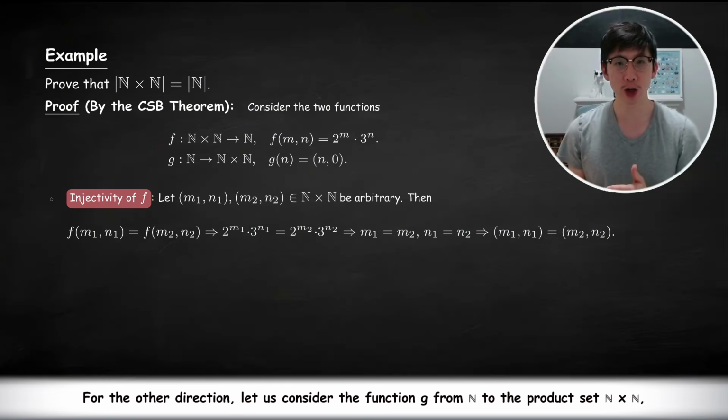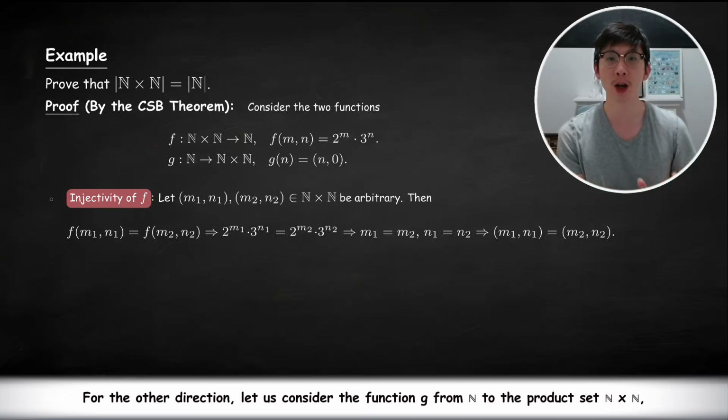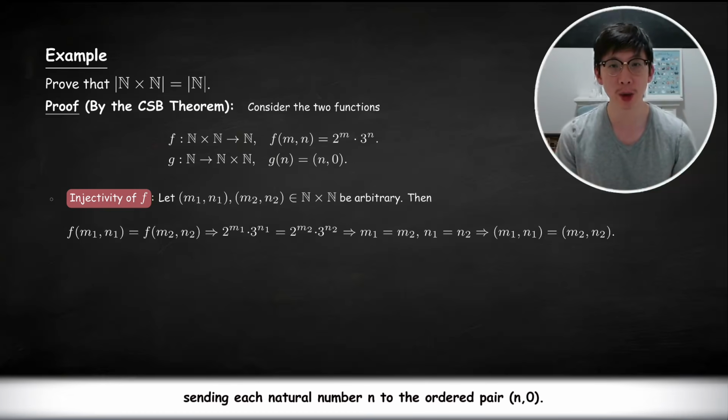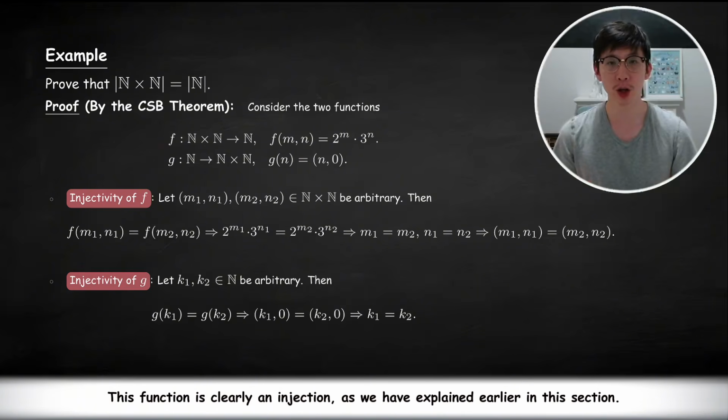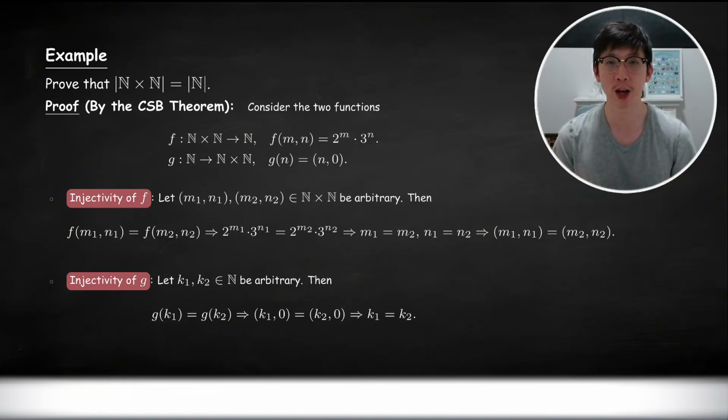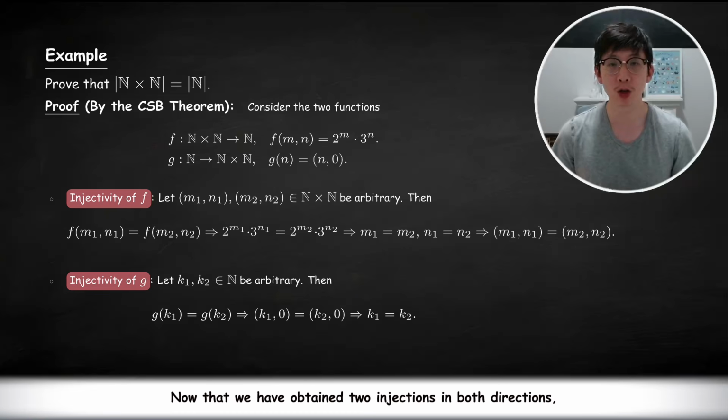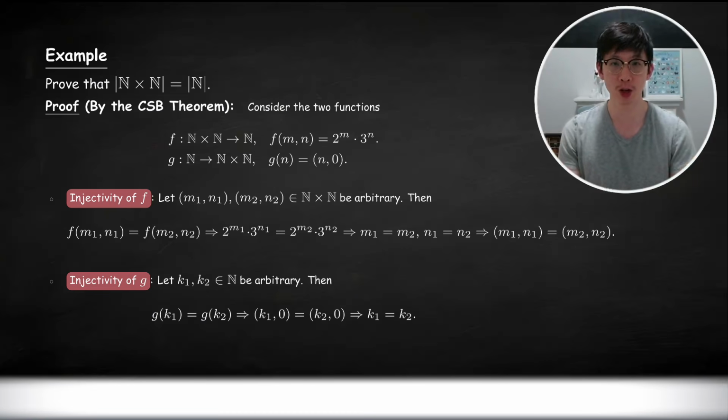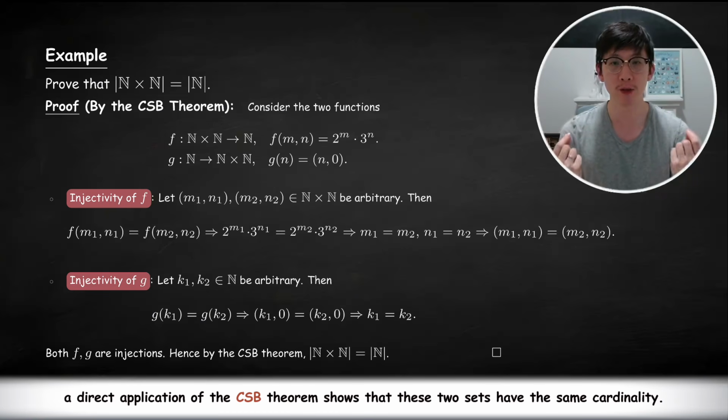For the other direction, let us consider the function g from N to the product set N cross N, sending each natural number n to the ordered pair (n, 0). This function is clearly an injection, as we have explained earlier in this section. Now that we have obtained two injections in both directions, a direct application of the CSB theorem shows that these two sets have the same cardinality.